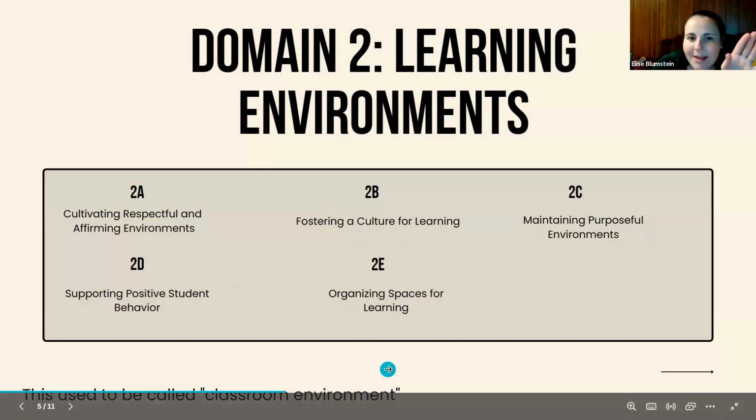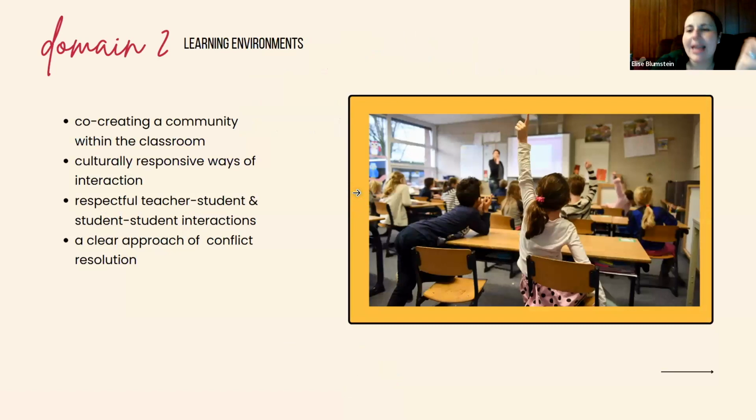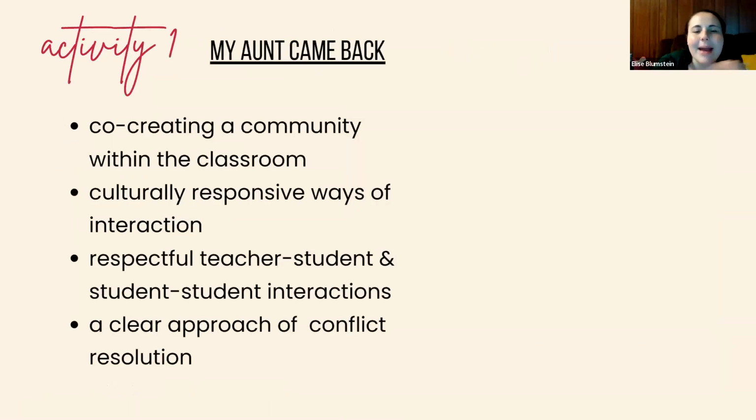And last week when we talked about this, we talked about some of the main bullets, the things that we can take away. Co-creating a community within a classroom, culturally responsive ways of interaction, respectful teacher to student and student to student interactions, and a clear approach of conflict resolution. So these are 4 of the areas to focus on in that domain 2 learning environments. Oop, I skipped ahead too far. I'm going to take it one at a time.